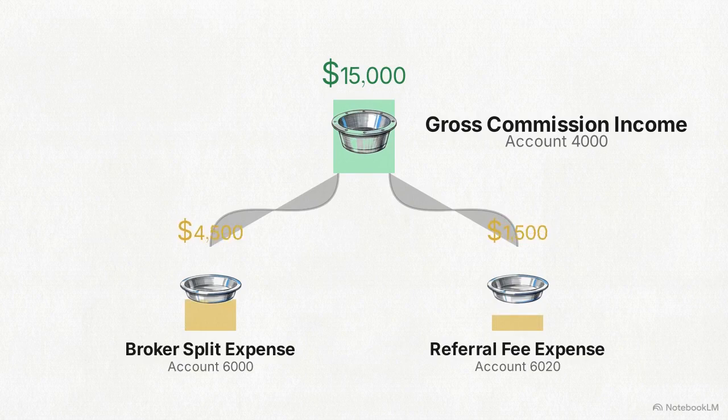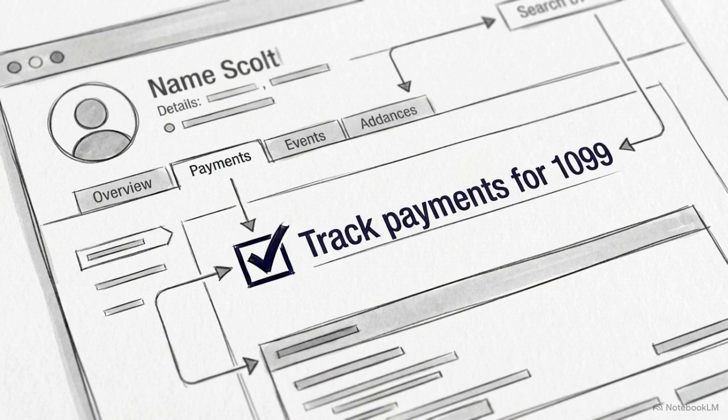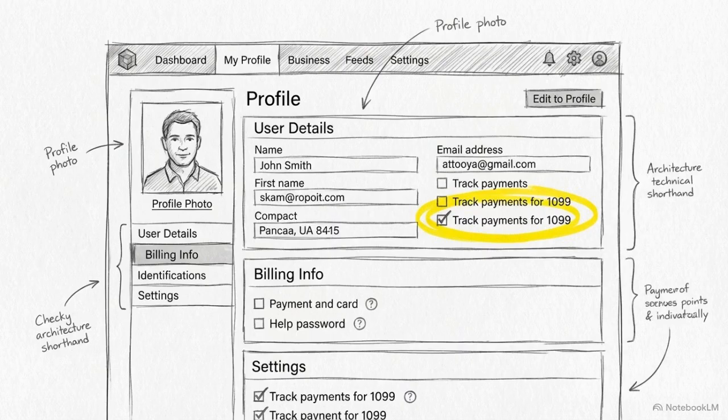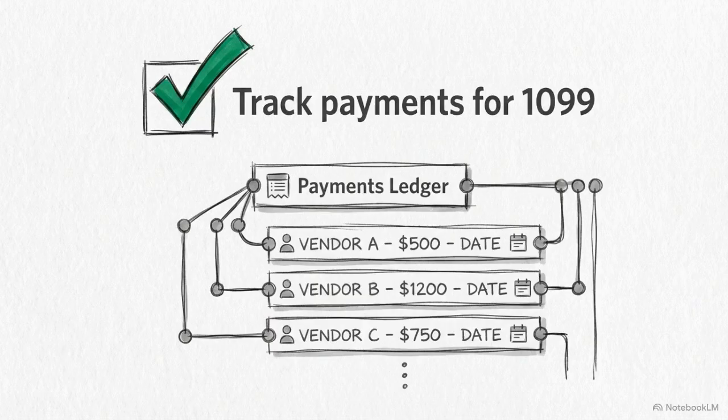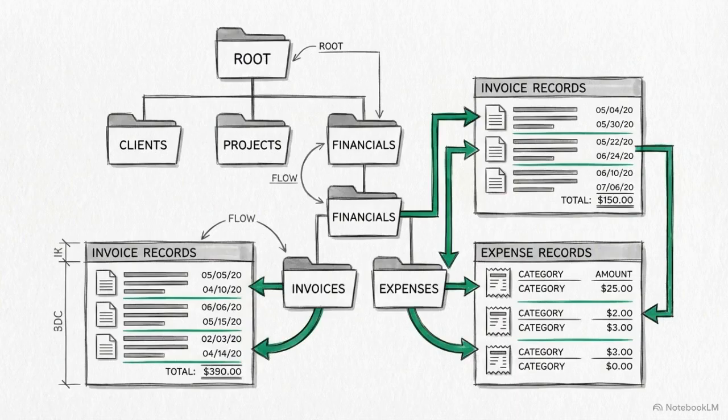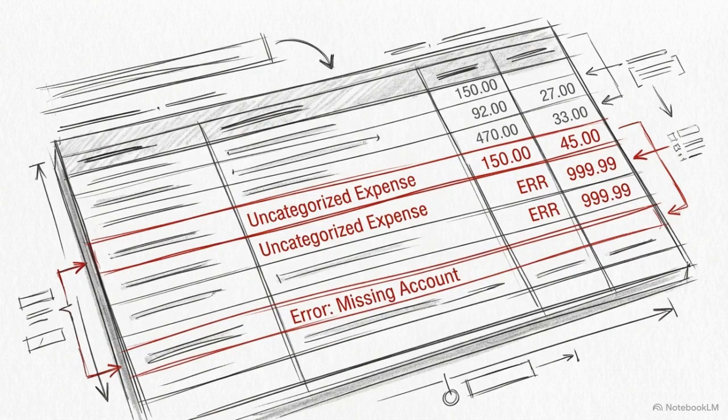This is a view of the vendor profile page in QuickBooks. You must check the box labeled Track Payments for 1099 to ensure the software actively aggregates every referral payment made to this specific partner. Establishing this predictable foundational data structure gives the AI a map to follow. Without this structure, the system would guess where to put the money, leading to cascading categorization errors.